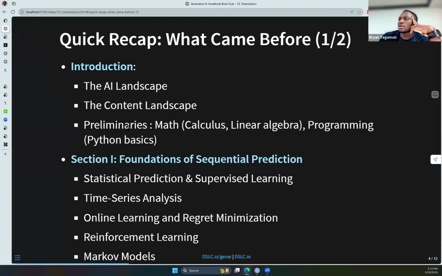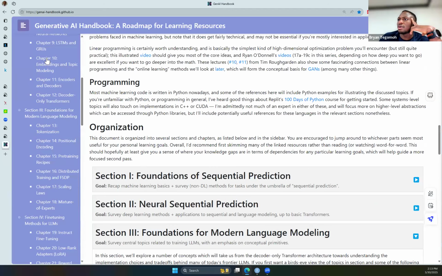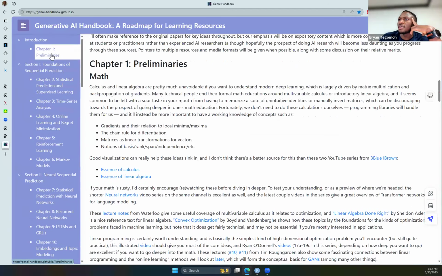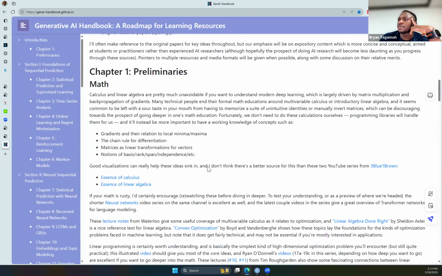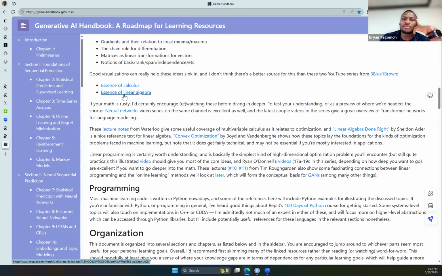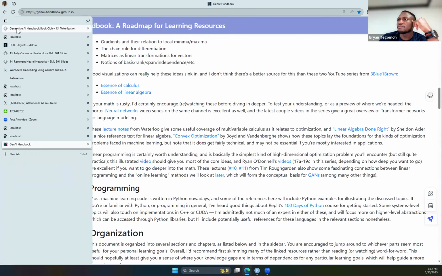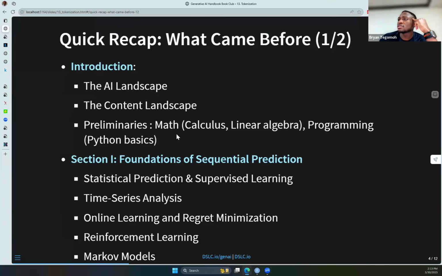Some of the preliminaries that we talked about for this book club was the importance of mathematics, essentially calculus and linear algebra. I think in the textbook there is a video on the essence of calculus and linear algebra and how that connects to generative AI, if anyone who is watching needs a refresher. So I really encourage those who don't have a foundation in mathematics to go back and look into those as well.